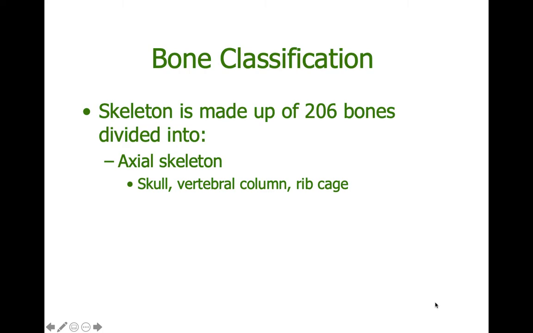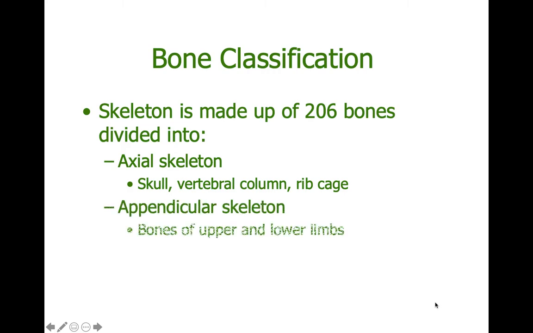We call it the axial skeleton because it forms the vertical axis of your body. And the appendicular skeleton: the bones of the upper and lower limbs, and the associated girdles, the points of attachment. This is what we're going to use for locomotion and movement. This is how we're going to be able to move our body.